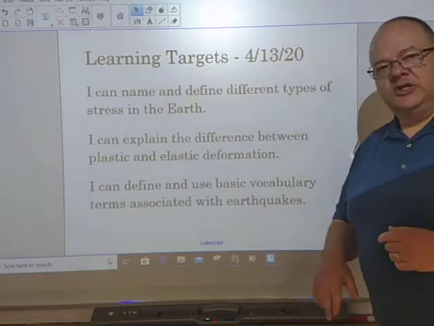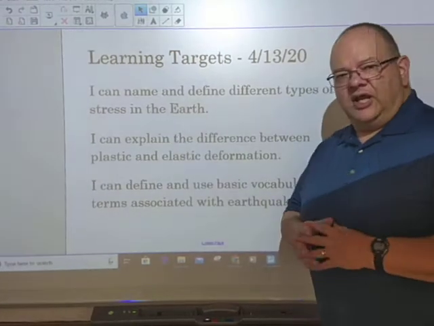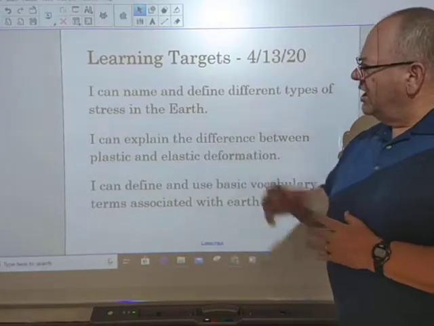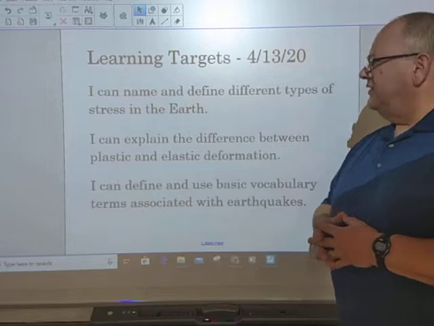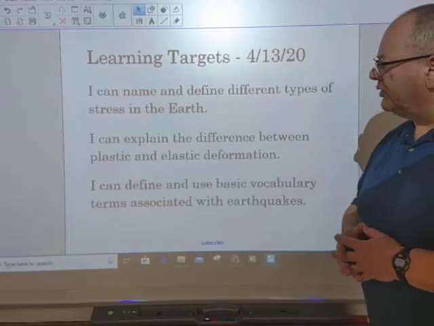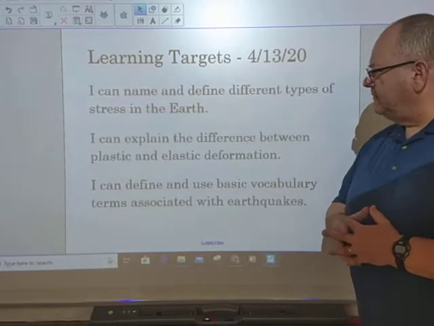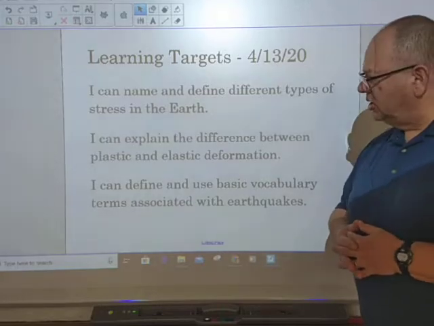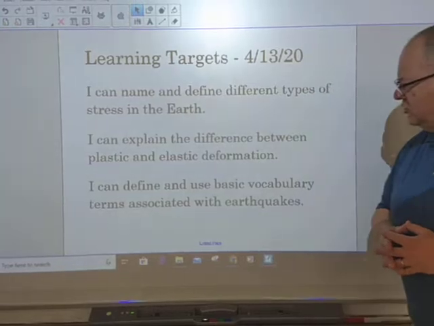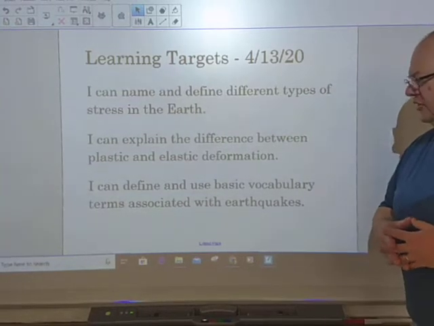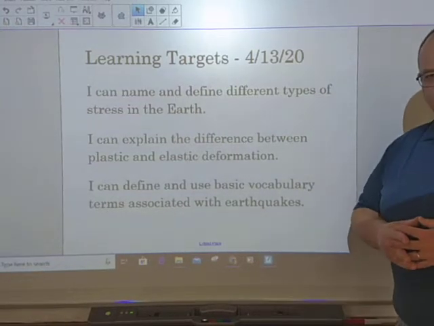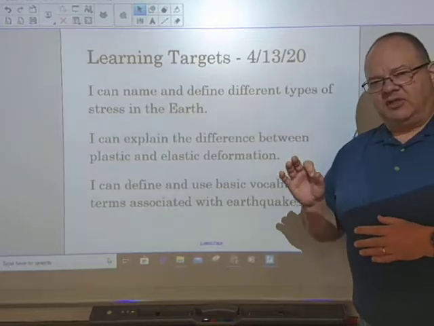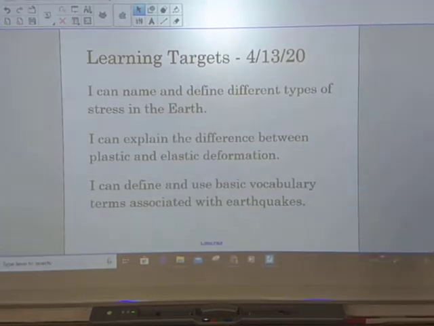All right, so here are our learning targets for today, April 13th. I can name and define different types of stress in the earth. I can explain the difference between plastic and elastic deformation. I can define and use basic vocabulary terms associated with earthquakes. Those are the things that I want you to be able to do.